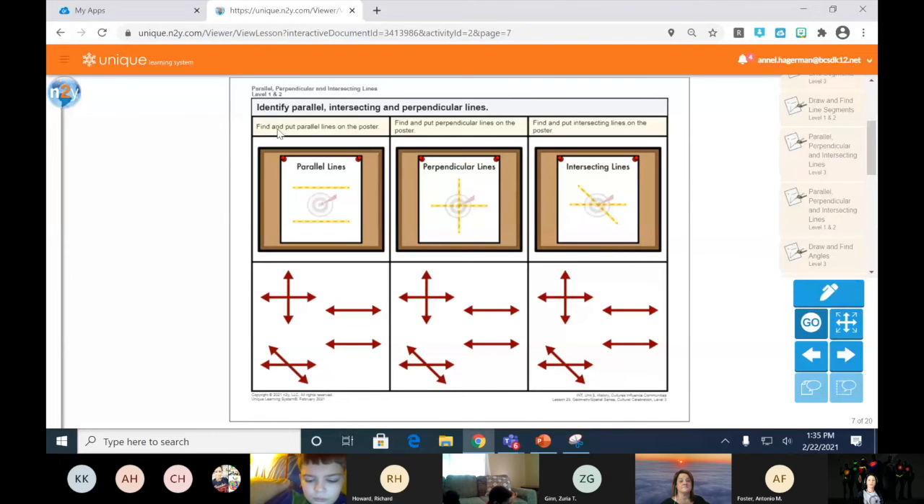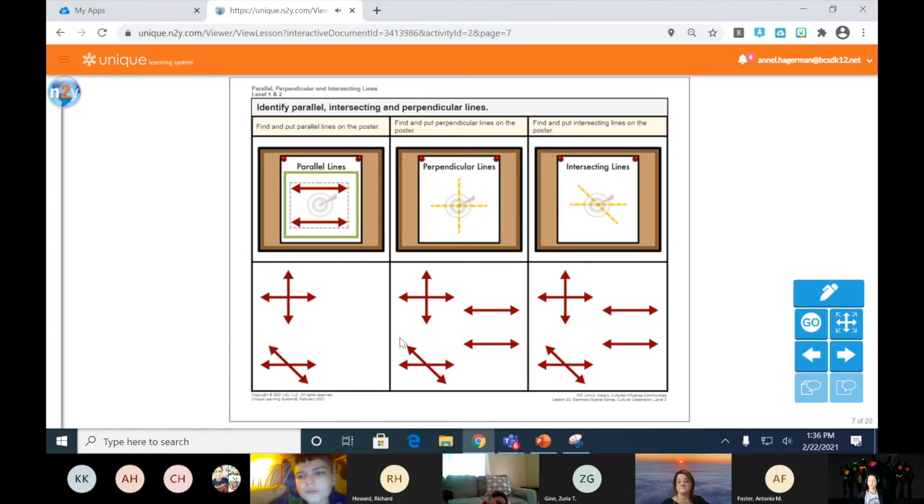Okay, so the first one says find and put parallel lines on the poster. So parallel lines are like this. This is a parallel line. They never touch, they just stay side by side. So I'm going to match my lines on the parallel lines. There we go. Perfect. This one says find and put perpendicular lines on the poster. Perpendicular lines cross and touch each other. So let's find our perpendicular lines down here and match them up.